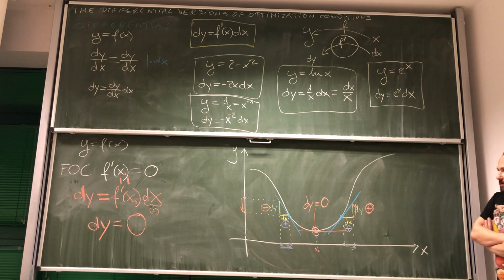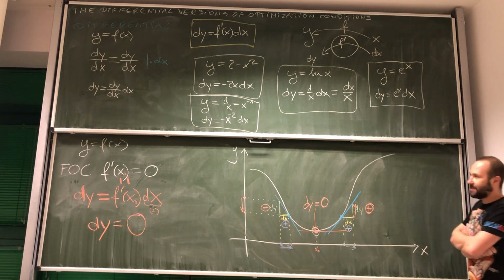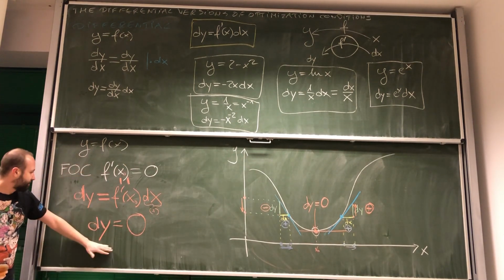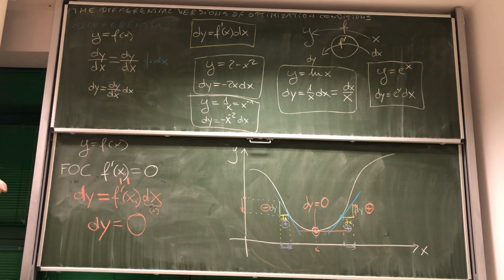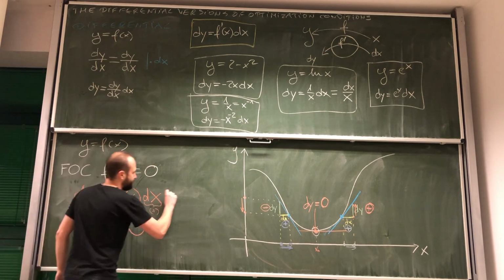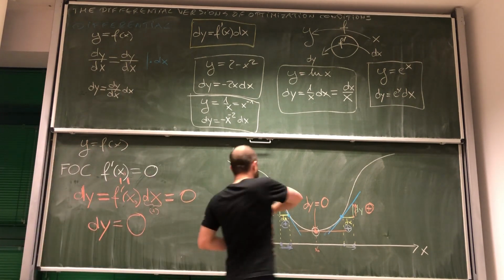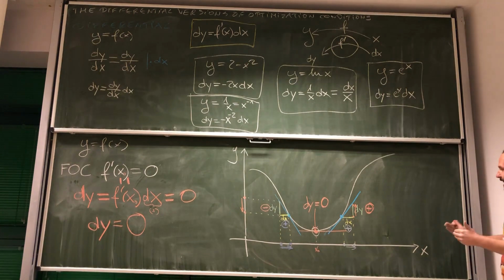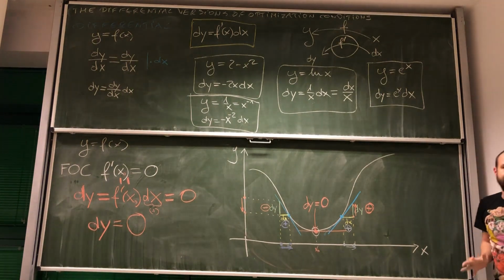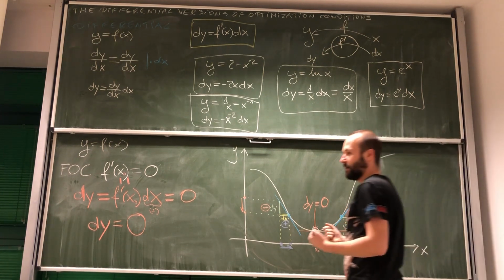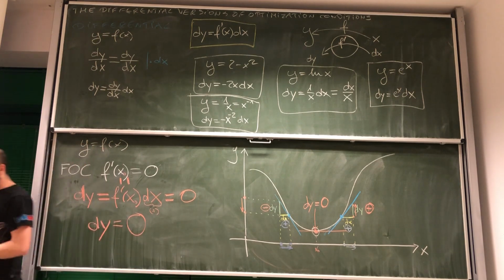So basically, if we want to translate first order condition from derivatives to differentials, we get that dy at some specific point, x0, must be equal to 0. And this point is going to be either minimum, but of course we could repeat exactly the same graphical representation for maximum.